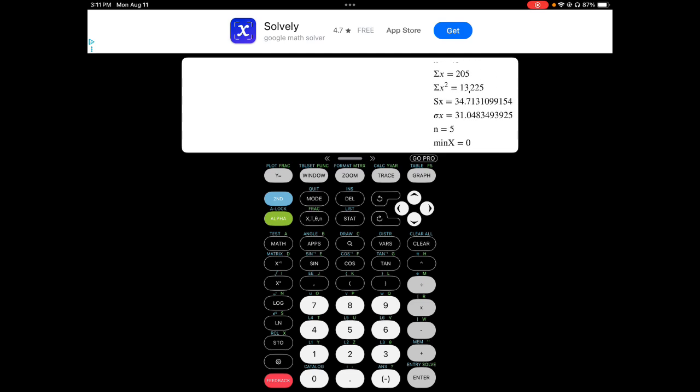So there we go. We have our mean, x bar is 41. We have S sub x, which is our sample standard deviation, 34.7. Then the population standard deviation, and we have n equals 5. Then we have the rest of the 5-number summary that we've already done.